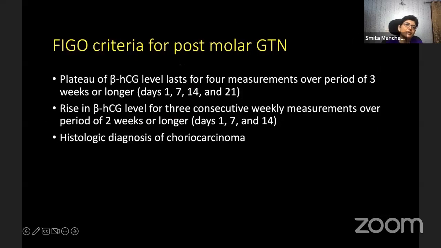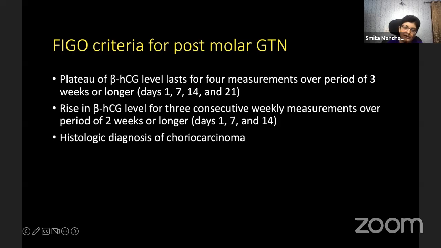Post-molar GTN, so always remember that it is not really the criteria now after the 2021 update. The absolute values are not really taken into account. I'm just telling you that mostly the values are like that, but the criteria for evaluation, the FIGO criteria, is only the measurements taken over a period of 3 weeks. So 4 measurements over a period of 3 weeks, days 1, 7, 14, and 21. So that either there's a plateau of the beta HCG or there is a rise in 3 consecutive weekly measurements.